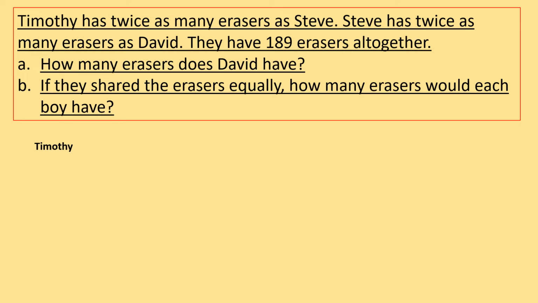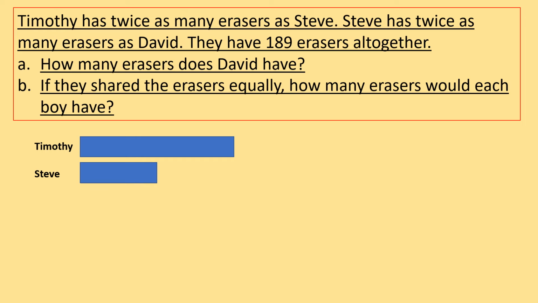So Timothy, let's draw a block for Timothy. And for Steve, let's draw a block. So how big must Steve's block be? Timothy has twice as many erasers as Steve. So Steve's block should be half the size of Timothy's. That is half the size. And Steve has twice as many erasers as David. So David's block should be half the size of Steve's. Okay? And together they have 189 erasers altogether.